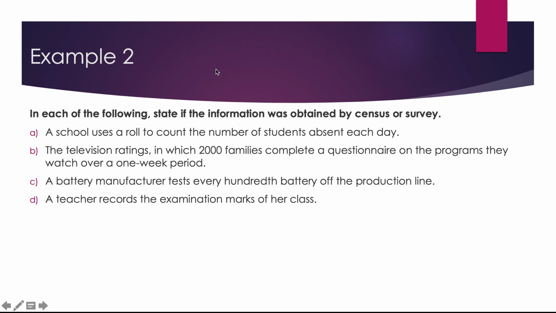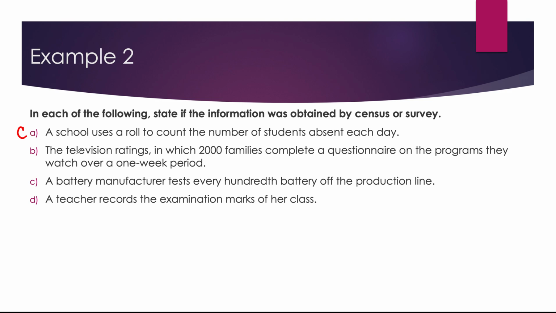Okay, example 2. In each of the following, state if the information was obtained by census or survey. A school uses a roll to count the number of students absent each day. When we mark the roll every day in school, do you think that's a survey or a census? My answer is that it's a census because it's taking the whole population, all the students in the school.